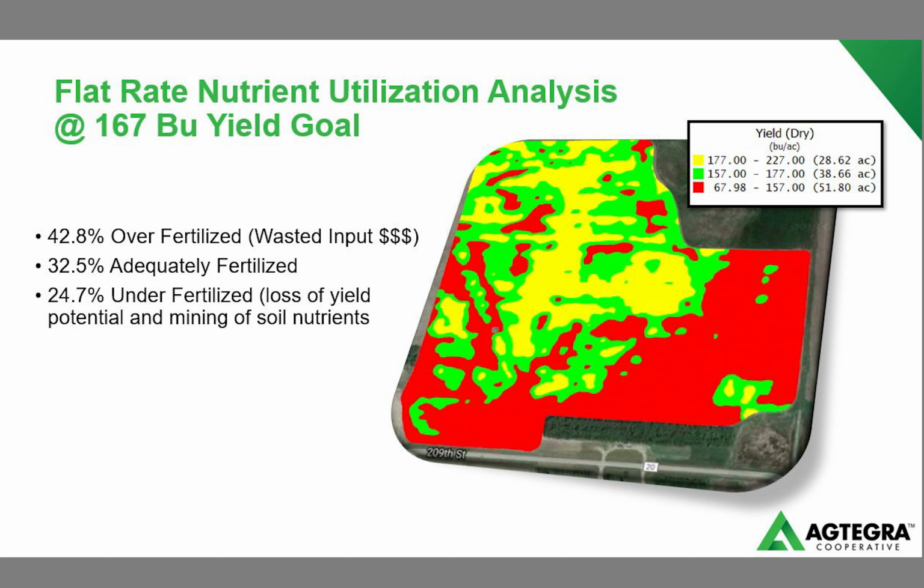So what we found was 28% of the field, we actually under fertilized, right? So we hit 177 to 227 in those regions of the field. And then this red area is actually everything that we over fertilized. Okay, so we spent more money than we should have in those areas.